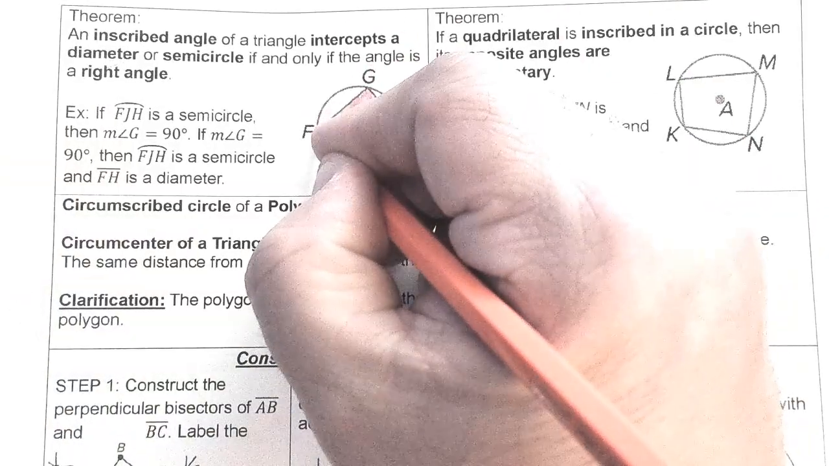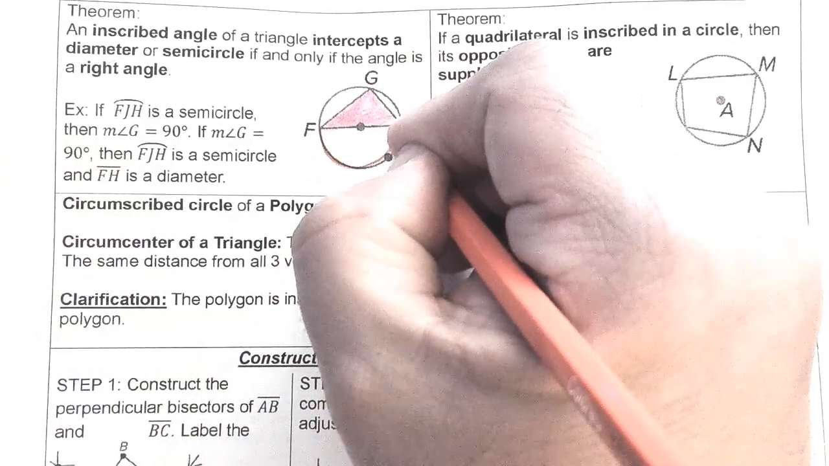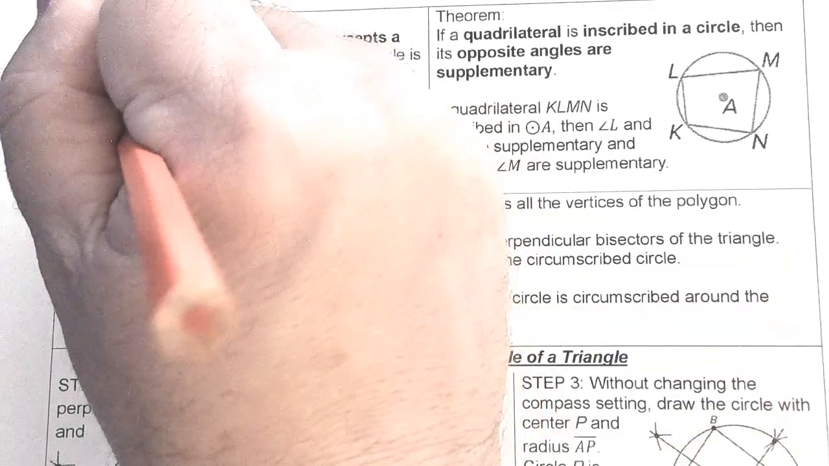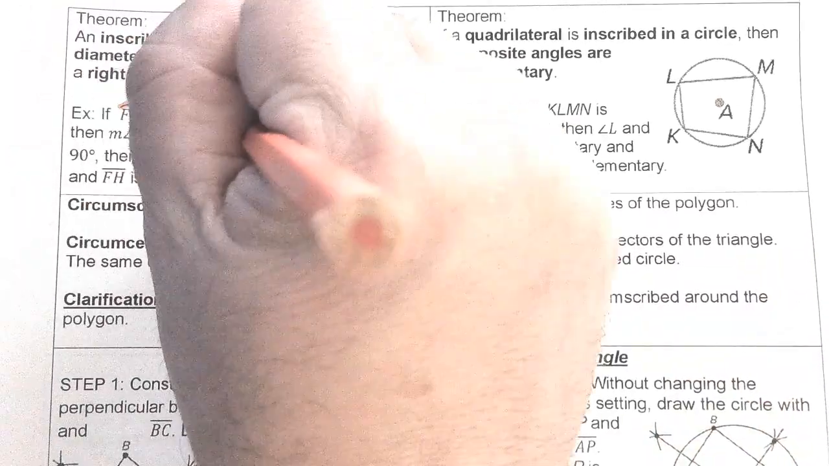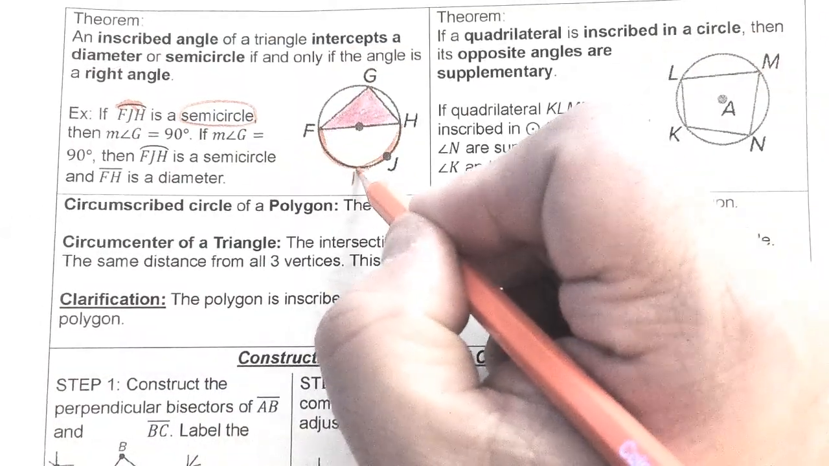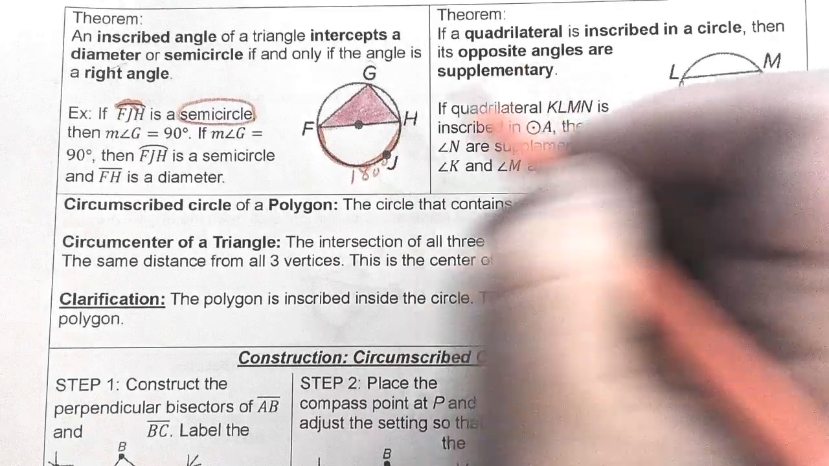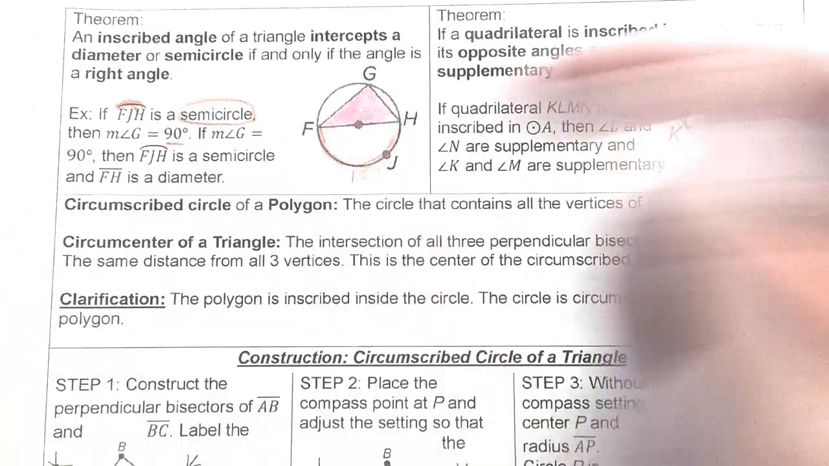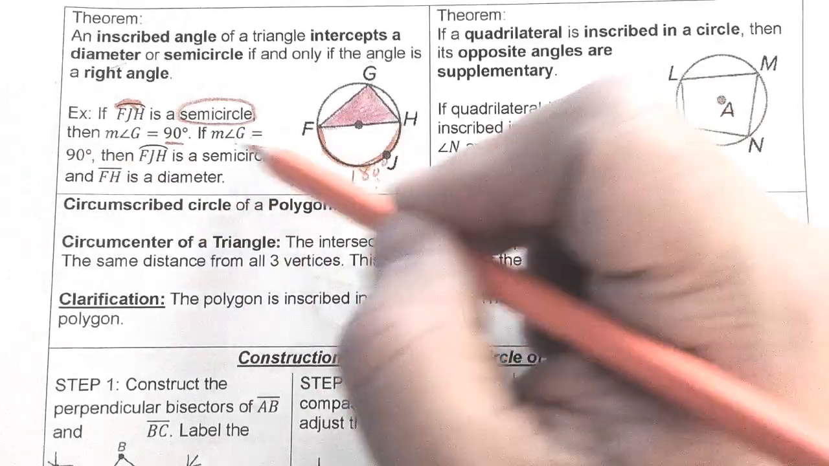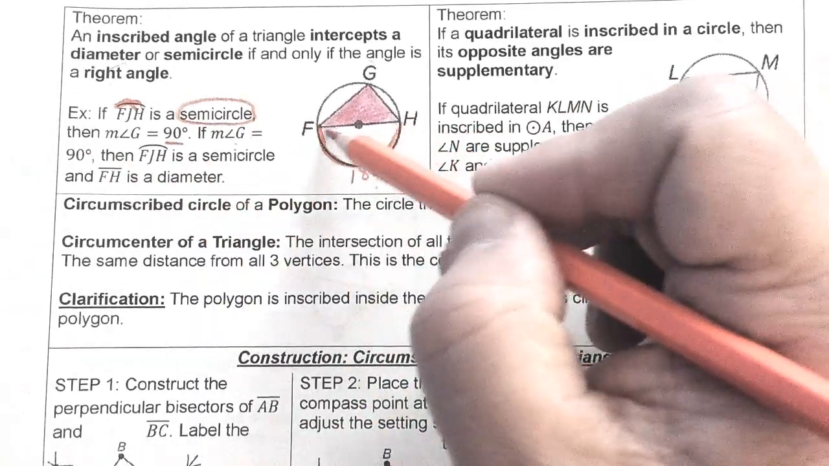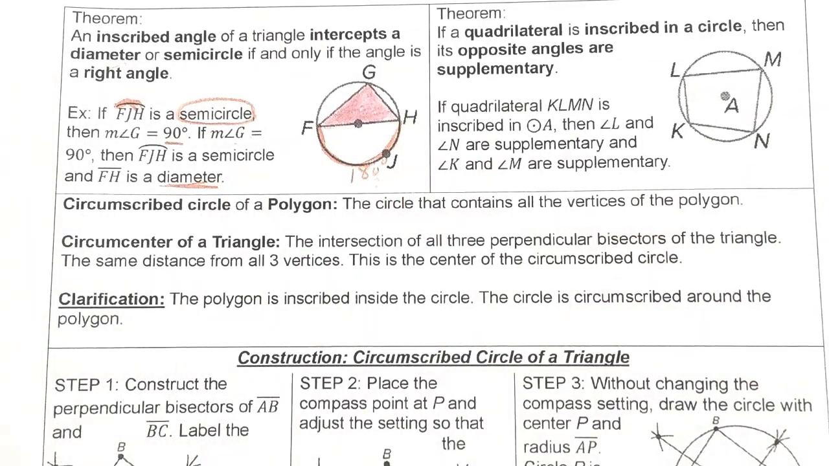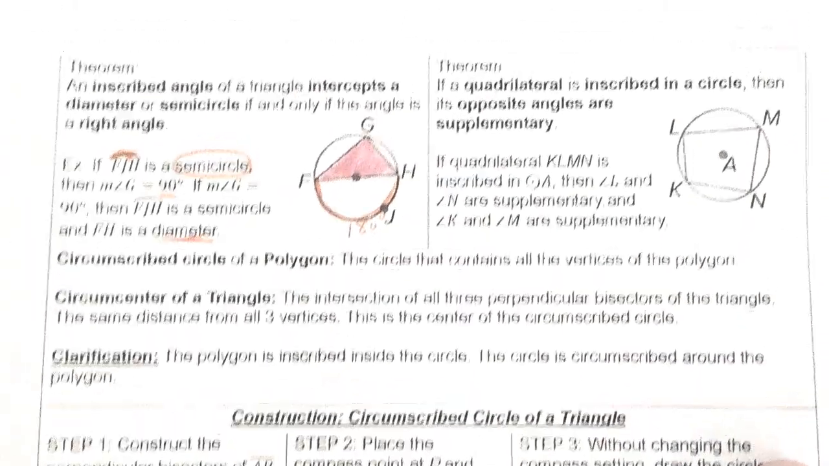So FJH, excuse me, it looks like half a circle to me, right? The semicircle is also half a circle. We talked about it in the last video. So if the arc is 180 and the angle is half of that, half of 180 is 90. So it's just math. All right, and if angle G is 90, then FGH is a semicircle, and then FH is the diameter.